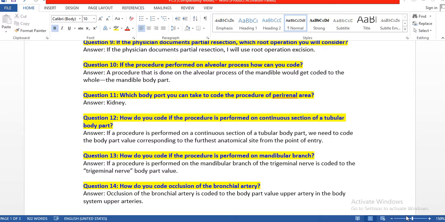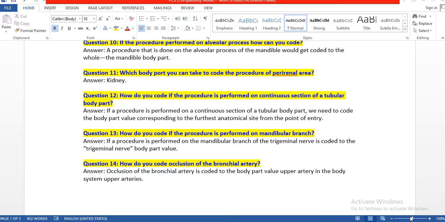Question number 10. If the procedure is performed on an alveolar process, how can you code? Answer. If a procedure is performed on the alveolar process of the mandible, it would be coded to the whole mandible body part. So basically alveolar is a part of the mandible. So we need to code mandible as the complete body part to code a procedure performed on an alveolar process.